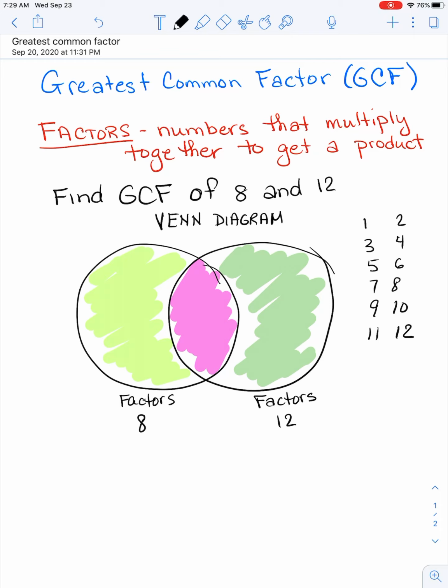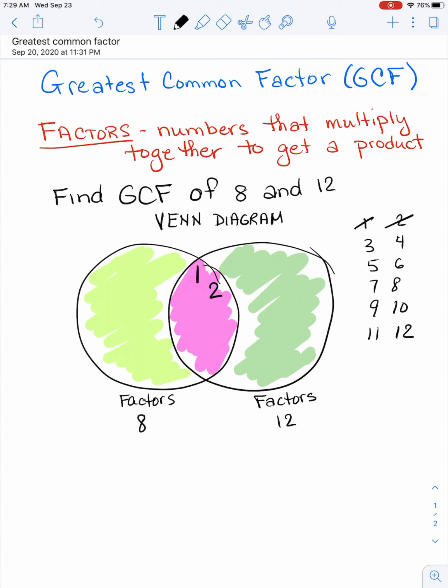Is 1 a factor of 8? Yes, 1 times 8 is 8. Is it a factor of 12? Yes, because 1 times 12 is 12. So 1 goes here. What about 2? Well, I know that 2 times 4 is 8. And I know that 2 times 6 is 12, so 2 is going to go also in the center.